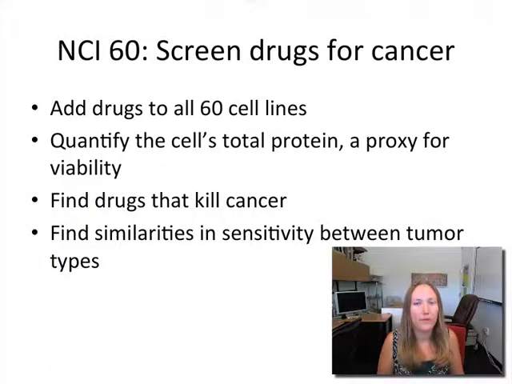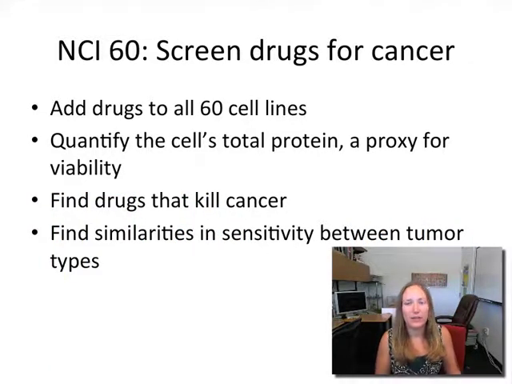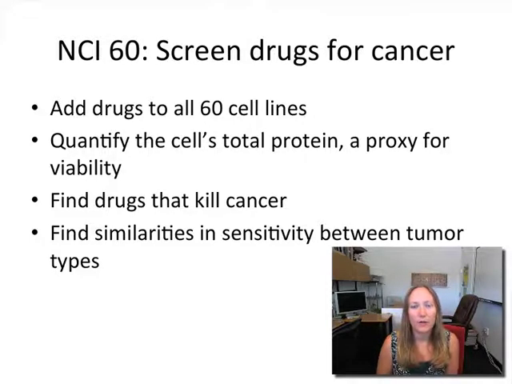So next, I told you that they were really interested in screening drugs for cancer. So they found a bunch of drugs. Some of them are drugs that are on the market. Some of them were just compounds that they thought might kill cancer. And they added some to each of the 60 cell lines. And in order to quantify how strong an effect the drugs had, they measured how much protein was in the plate afterwards.